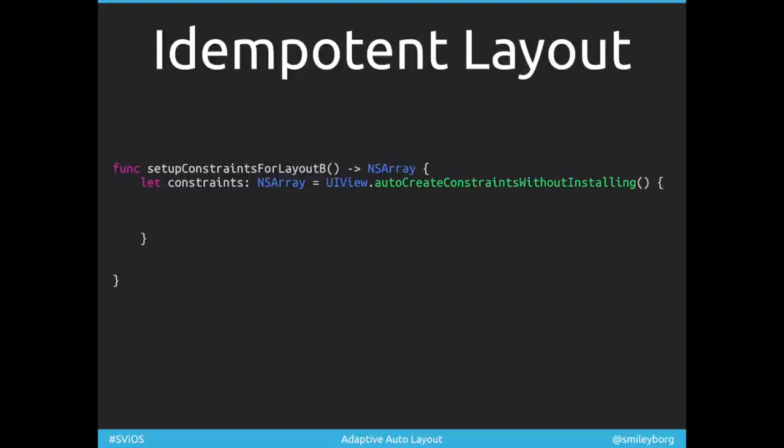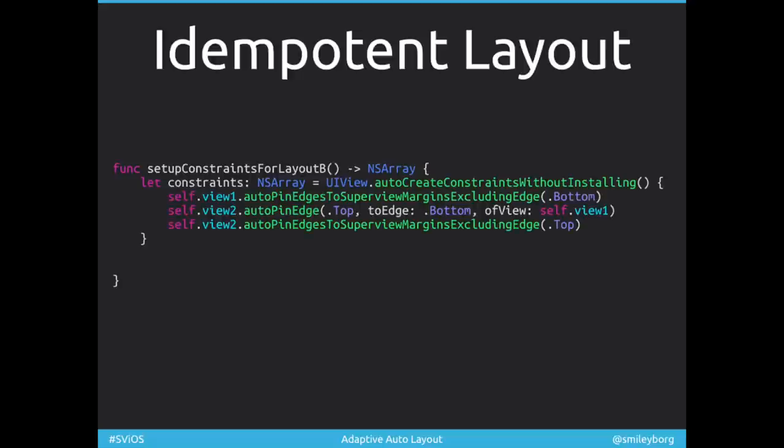So if we go ahead and create some constraints in there, you see we have three lines of code. These are calls to the PureLayout API. Each of them creates one or more constraints. For example, the first and third lines in there actually create three constraints each. So that's a total of seven constraints being created by the three lines of code. All seven of those constraints will be captured in the scope of that closure and returned.